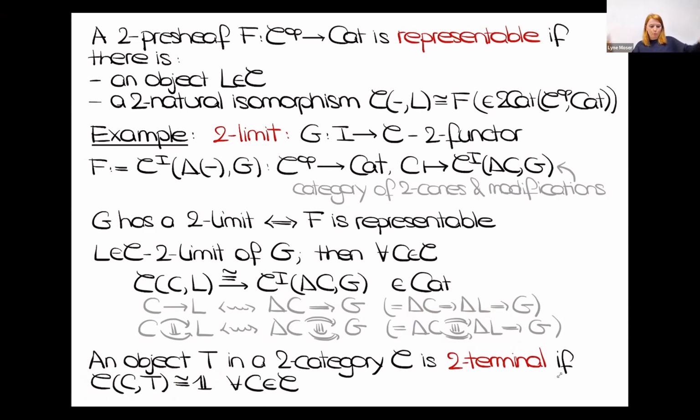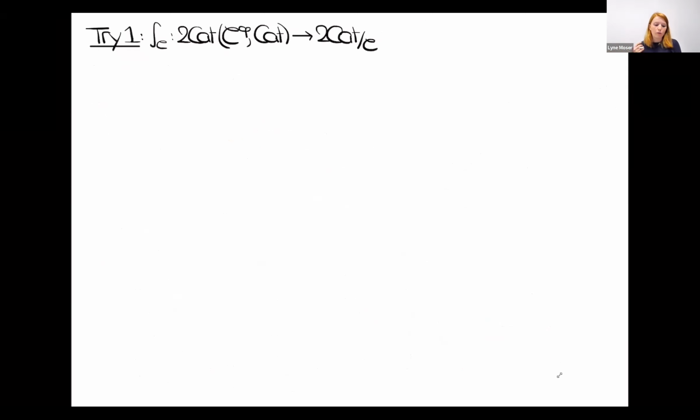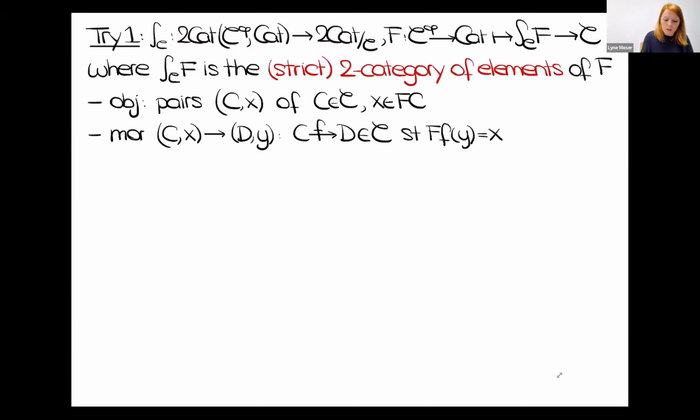So now we have 2-presheaves. We know what it means for them to be representable, and we would like to try to internalize this notion. So we would like to construct a certain Grothendieck construction. The first thing you can try is a bit naive: start by taking 2-presheaves and then form a 2-category of elements, which has the same objects as before, simply pairs of an object C in C and an object X of the category FC.